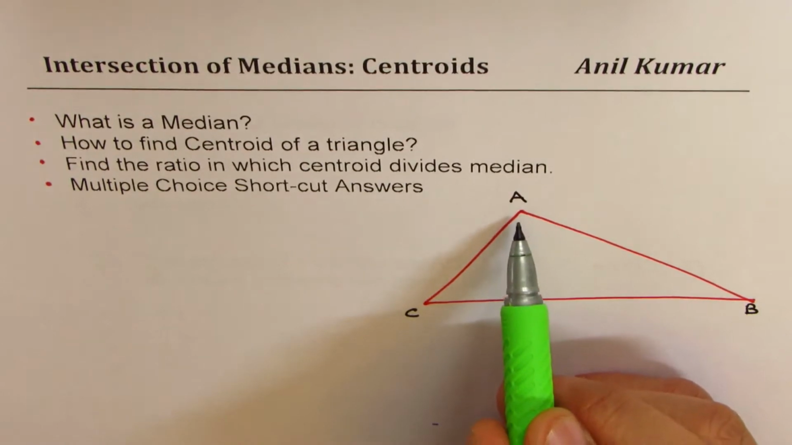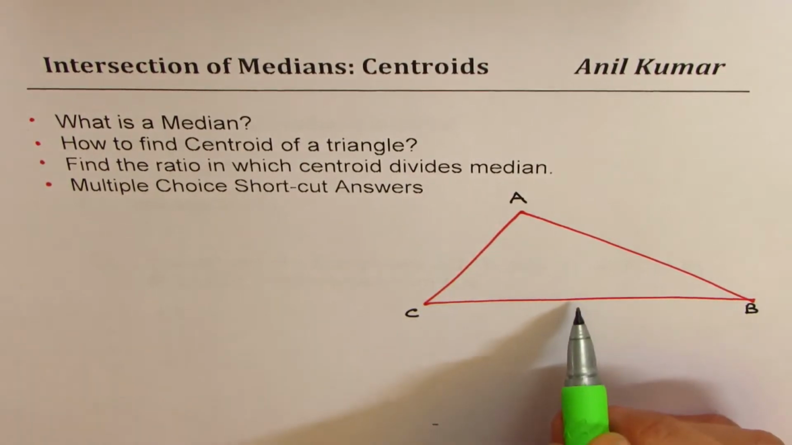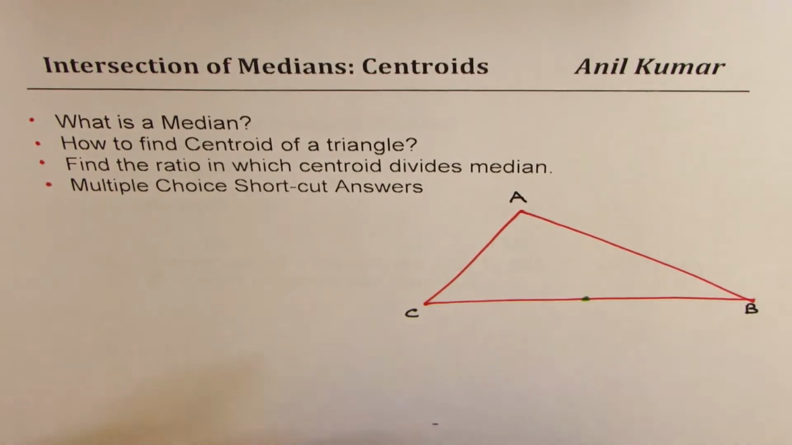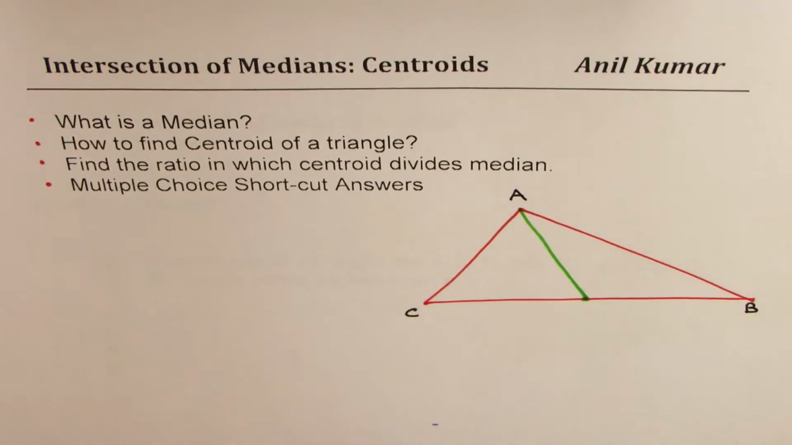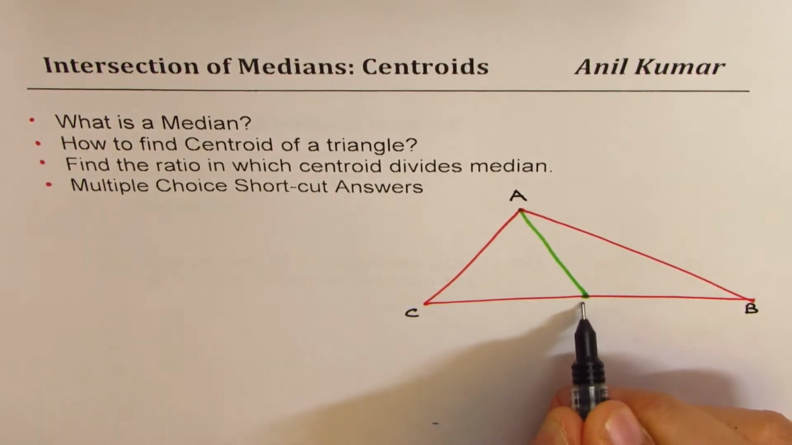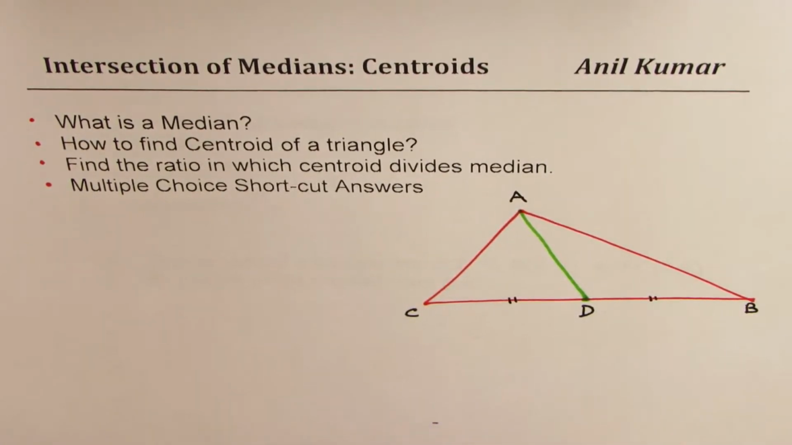So let's say if I have to draw a median from A, then the first step is to find the midpoint of line CB. Let's say that is the midpoint. Then the line joining A to the midpoint will be called a median, right? So let's call this point D, so that D divides CB into two equal parts.